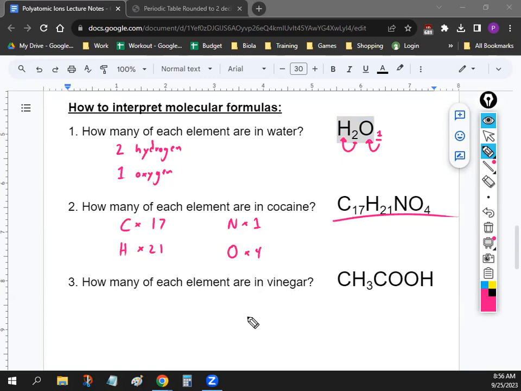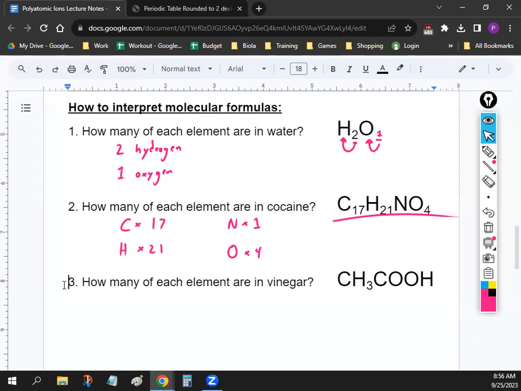Okay, so it should be pretty easy by now. I want you guys to try number 3 with the person next to you. I'll give you guys about a minute. See if you guys can jot that down on your notes. Write down how many of each element are in vinegar. You got vinegar's formula right there.